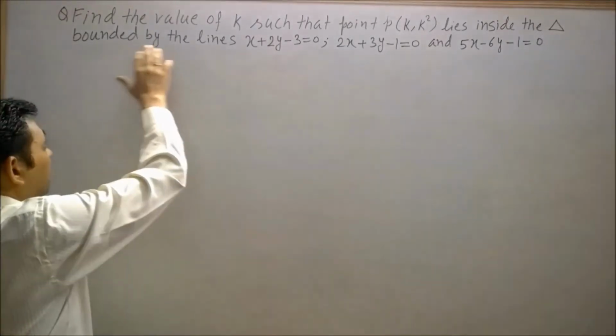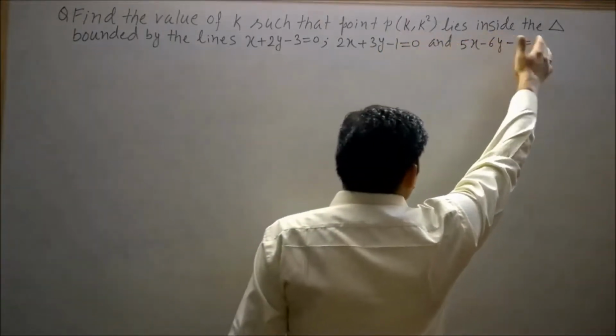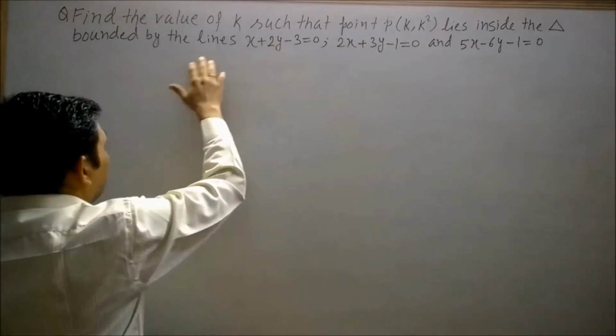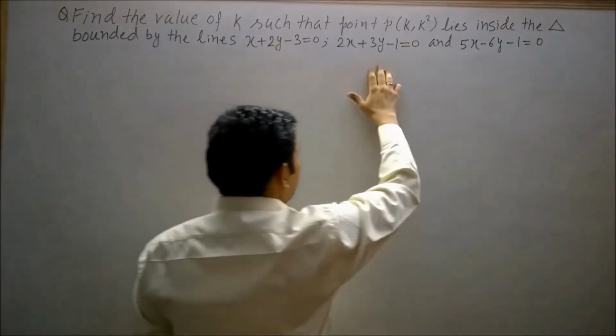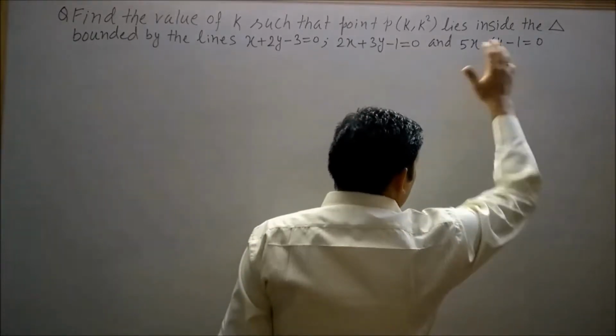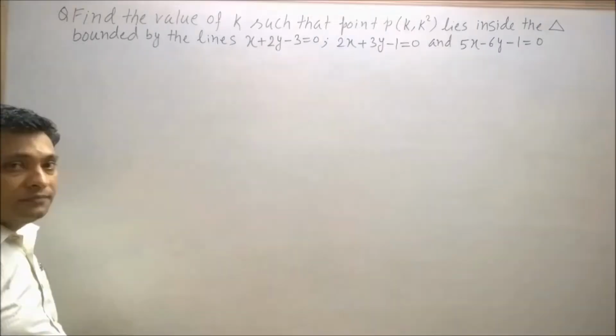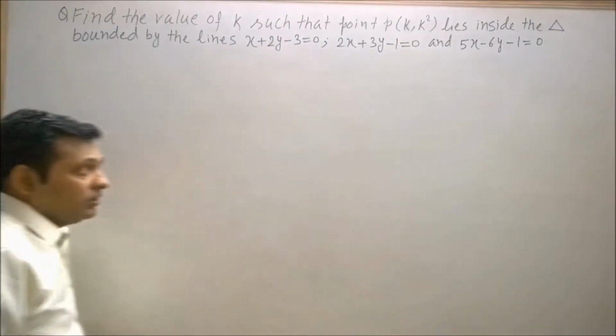Question says, find the value of k such that point P, k, k square lies inside the triangle bounded by the lines x plus 2y minus 3 equals to 0, 2x plus 3y minus 1 equals to 0, and 5x minus 6y minus 1 equals to 0. First of all, I will fairly trace the graph of these equations.